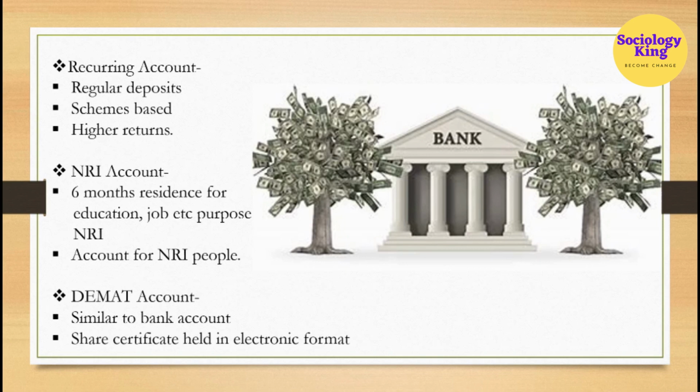Recurring account and FD account are investment accounts, used for investment purposes. NRI account is used for people who are not living in our country, but in another country, but are dealing with our country's transactions. And demat accounts are accounts used by persons who are investing in the share market and share capital.